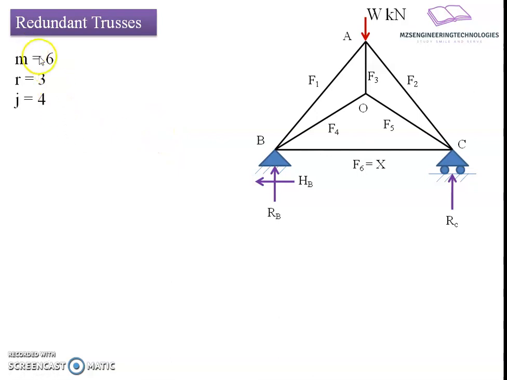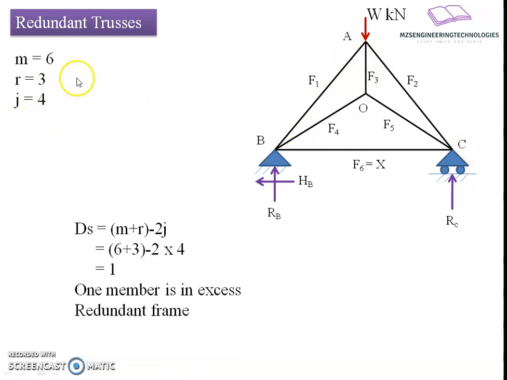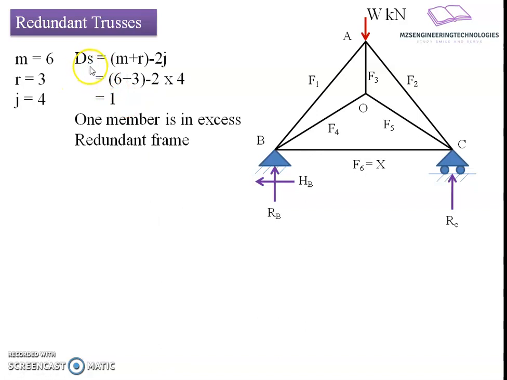If you count the members, the total member count is 6, and if you count the number of joints here, A, O, B and C, these are 4 joints. If I put this in the degree of static indeterminacy equation, we get m plus r minus 2j, 6 plus 3 minus 2 into 4, resulting in a value 1, meaning one member force is in excess.